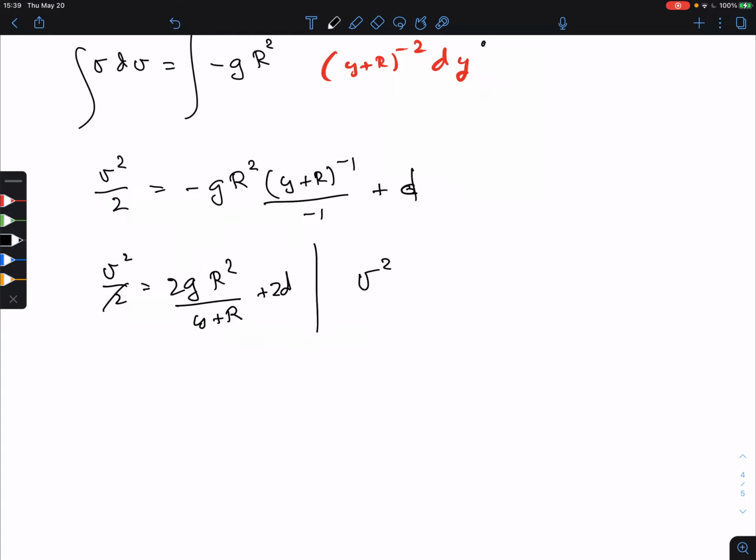So what is v squared? Oh, sorry, v is therefore the radical of this thing: 2gr squared over y plus r plus 2d, which I'm now going to call c.